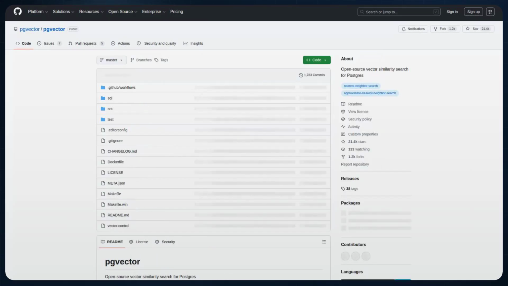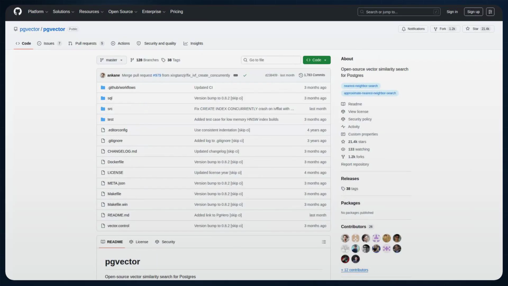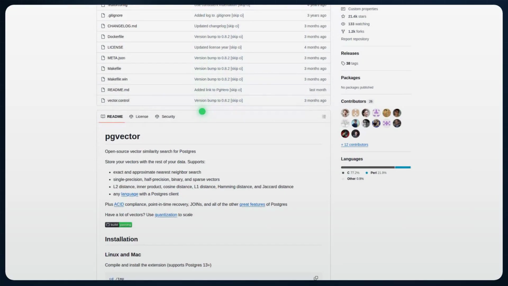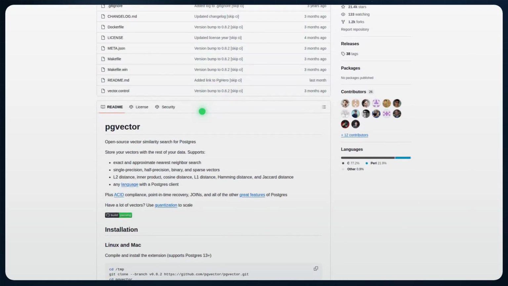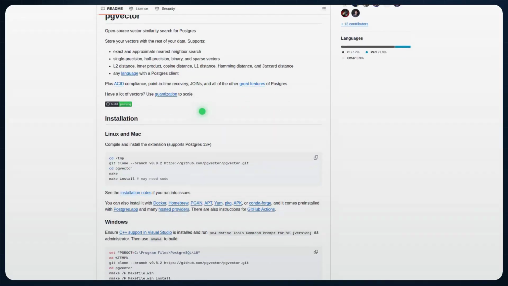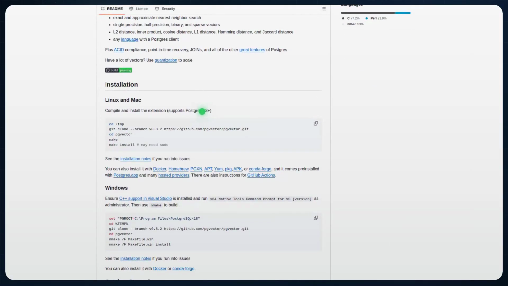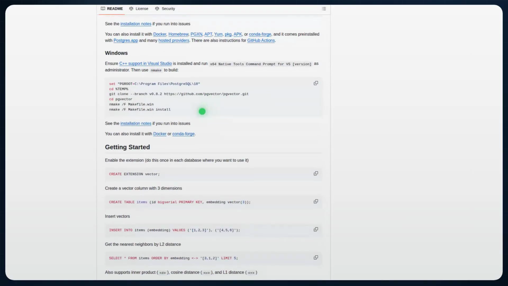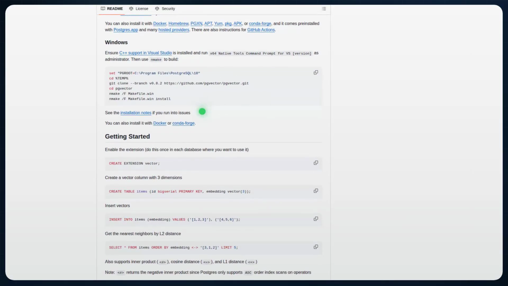Before we go deeper into indexes, let us look at where all of this is documented, because the project's own README is genuinely excellent, and you will come back to it constantly. We are looking at the pgvector repository on GitHub. Right at the top is the one-line description: open source vector similarity search for Postgres. Scroll down, and the first thing you reach is installation, with instructions for compiling from source and for the major package managers and cloud providers.